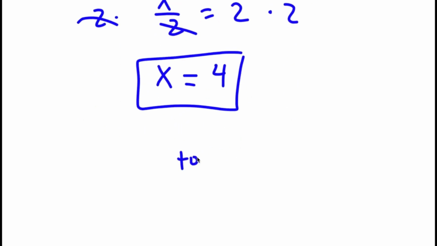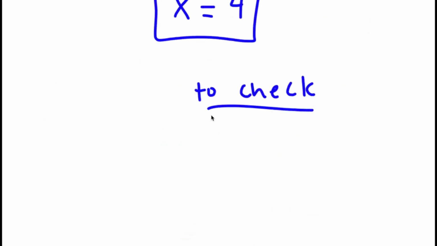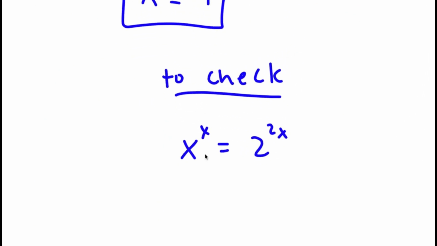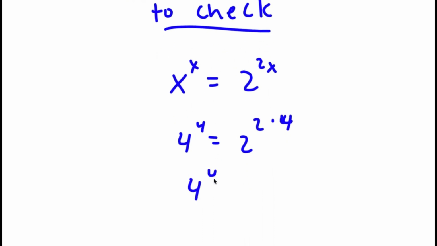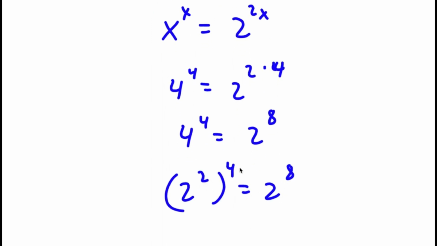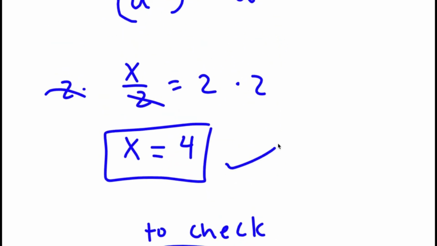Now to check, my original equation was x to the power of x is equal to 2 to the power of 2x. So I know that x equals 4, so now I have 4 to the power of 4 is equal to 2 to the power of 2 times 4. Now I have 4 to the power of 4 is equal to 2 to the power of 8. Now 4, this is the same thing as 2 squared, so I have 2 squared to the power of 4 is equal to 2 to the power of 8. 2 times 4 is 8, so I have 2 to the power of 8 is equal to 2 to the power of 8. And because this is right, my solution is right.